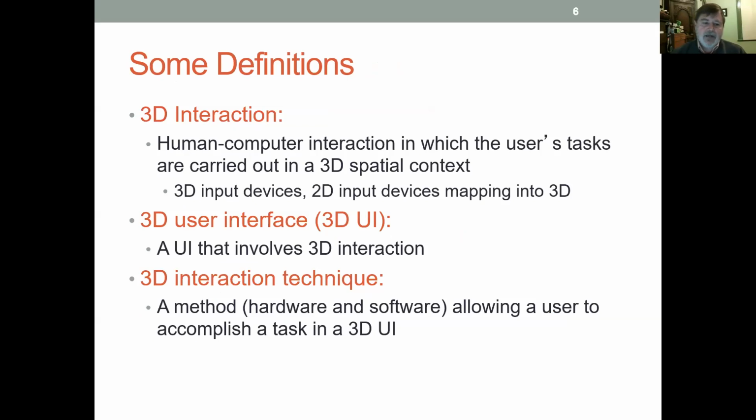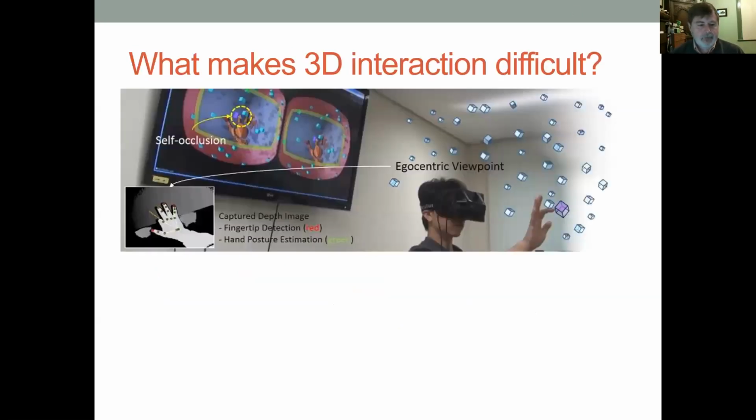So 3D interaction is how people carry out tasks in a 3D space, which is different from a normal monitor. The 3D user interface is the presentation of the methods by which you interact with the information, and the techniques are the particular methods or technologies that allow you to do that. So ray casting would be a 3D user interface, and the technique would be how I implemented that particular sort of ray casting.